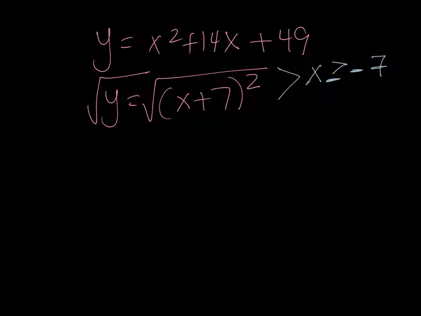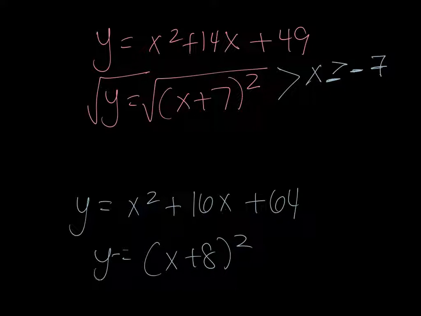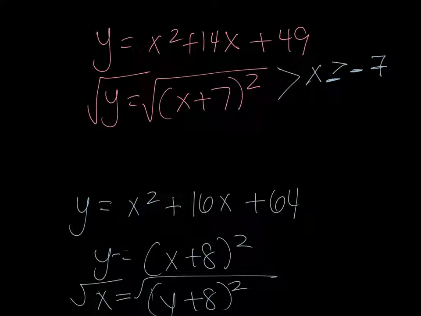Okay, so another situation would be, let's say, for example, if I have y equals x squared plus 16x plus 64. This can be broken into x plus 8 squared. When I find the inverse here, and I switch x and y, this is restricting what I have on the square root. So my inverse is going to have a restriction where x must be greater than or equal to -8.